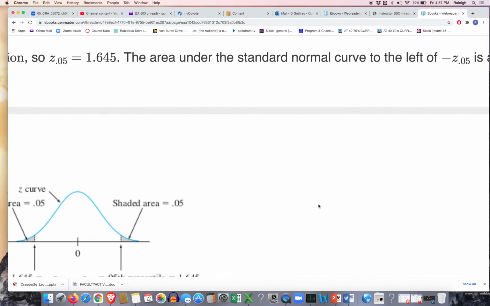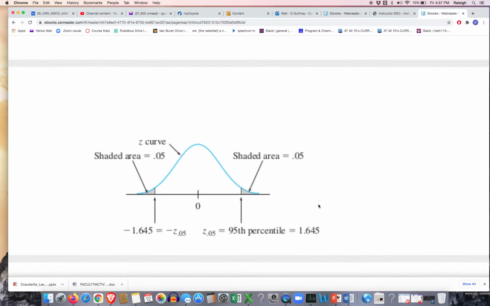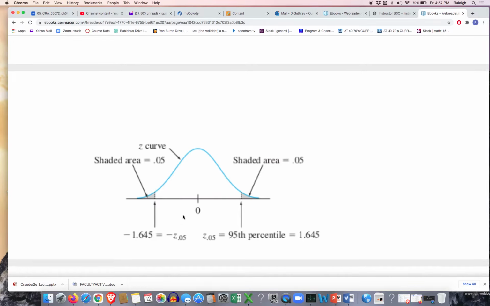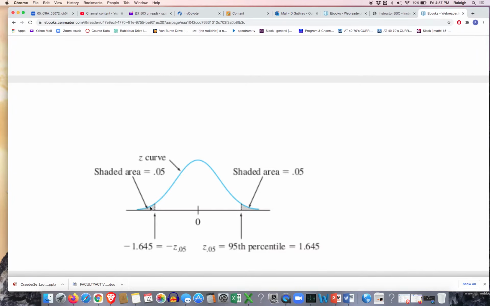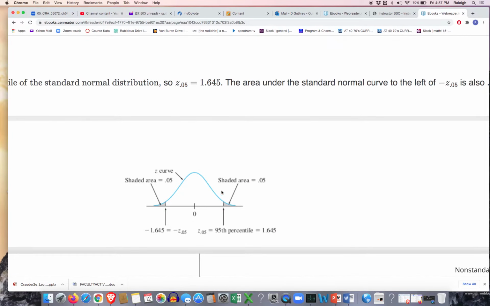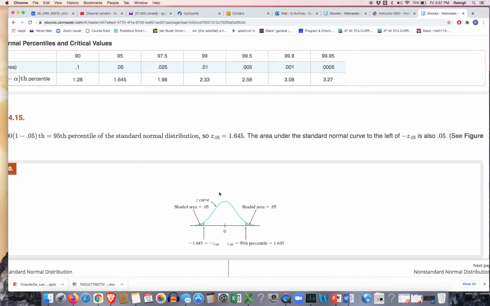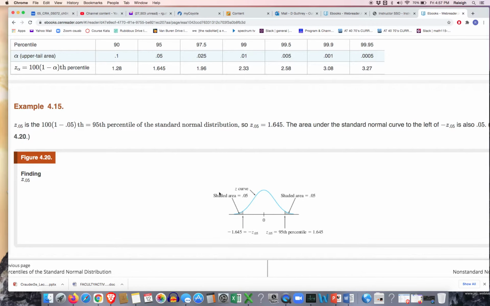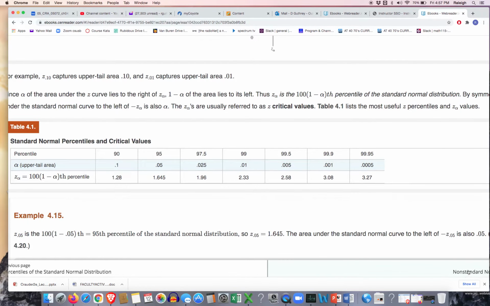Oh, that's a lot. Okay, so we have the Z.05, 95th percentile, 1.645, but then the mirror image of that is at negative 1.645, which is the opposite of Z of 0.05. So that would be the same thing as the 5th percentile. Either way, the shaded area is 0.05. And we'll have more to say about that one later on. But this one has some popular values. So let's move on and try something else.